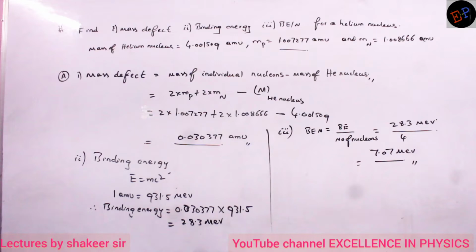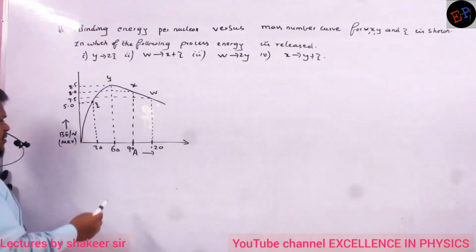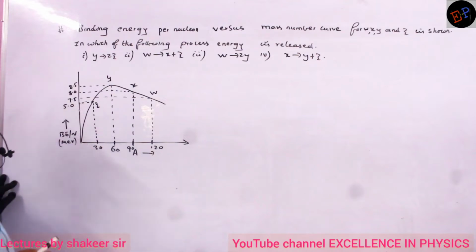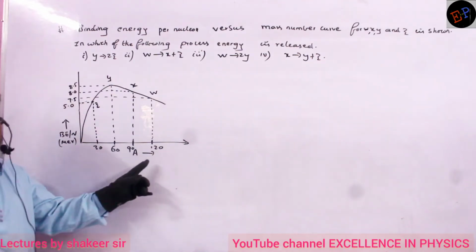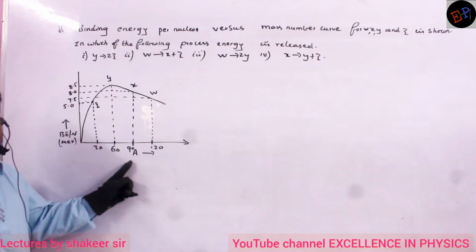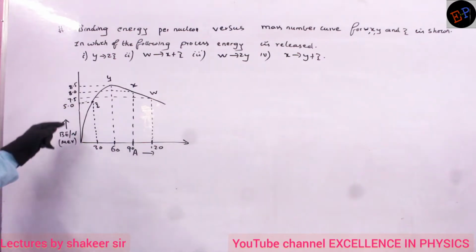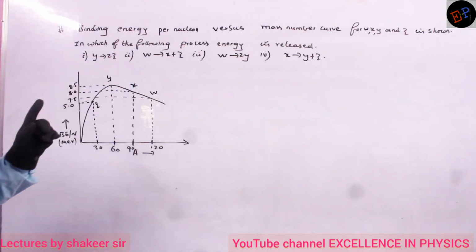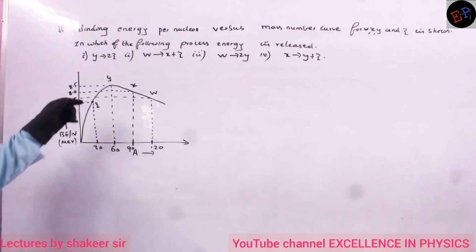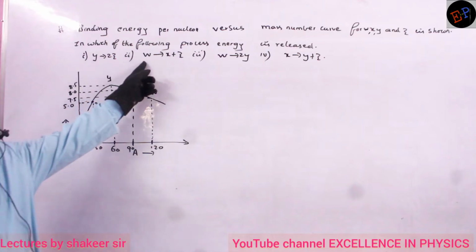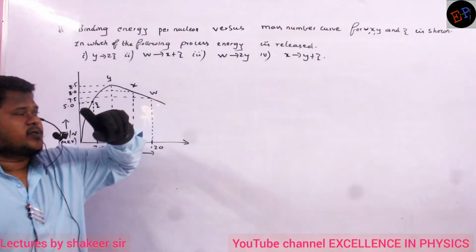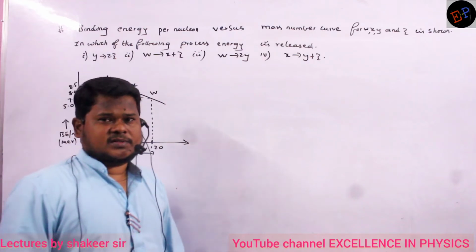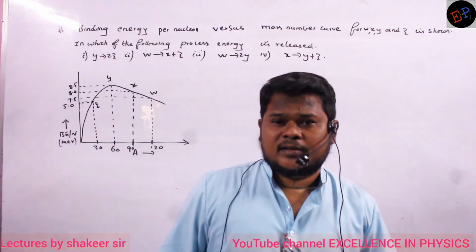Very easy. Here a graph is given, between mass number and binding energy per nucleon. On the x-axis mass number is given, and on the y-axis binding energy per nucleon is given. Then in which of the following processes will energy be released? Y converts into 2Z, W converts into X plus Z, W converts into 2Y, X converts into Y plus Z.